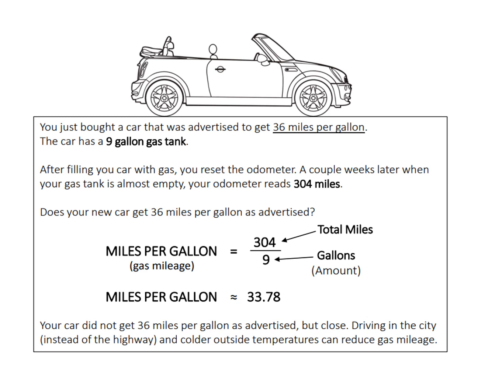Now let's talk about miles per gallon, because gas and groceries are two of the largest expenses in our household. And they are the crucial things. You have to have both. And they constantly fluctuate. So this says you just bought a car that was advertised to get 36 miles per gallon. This car has a 9-gallon gas tank.